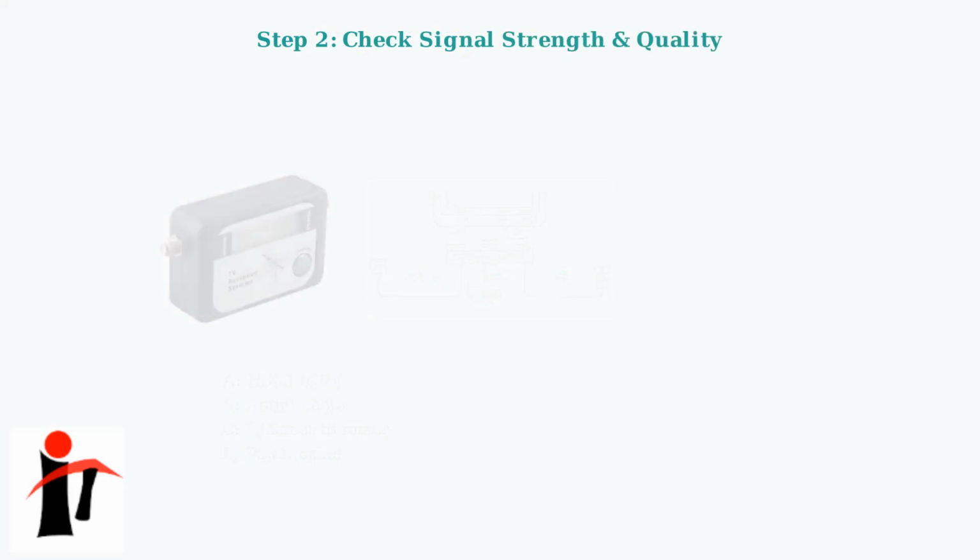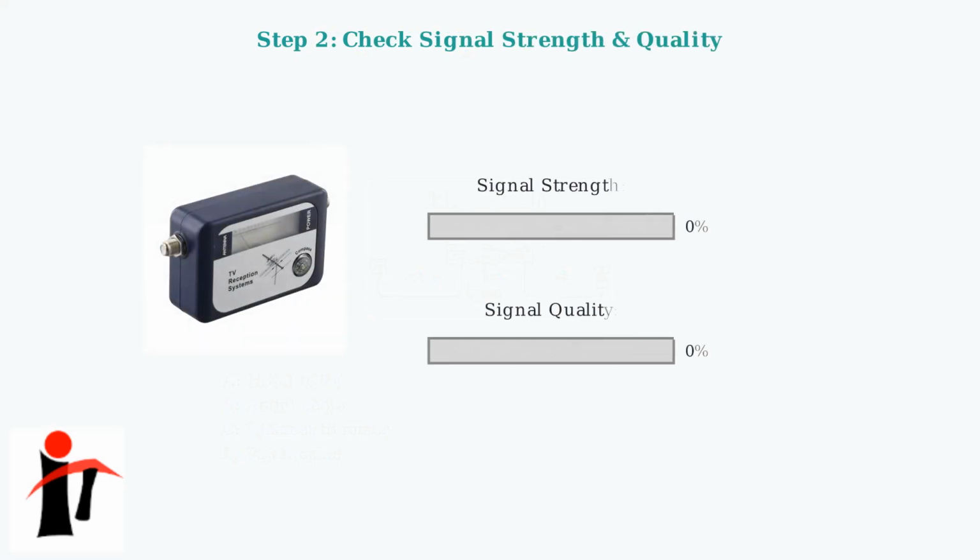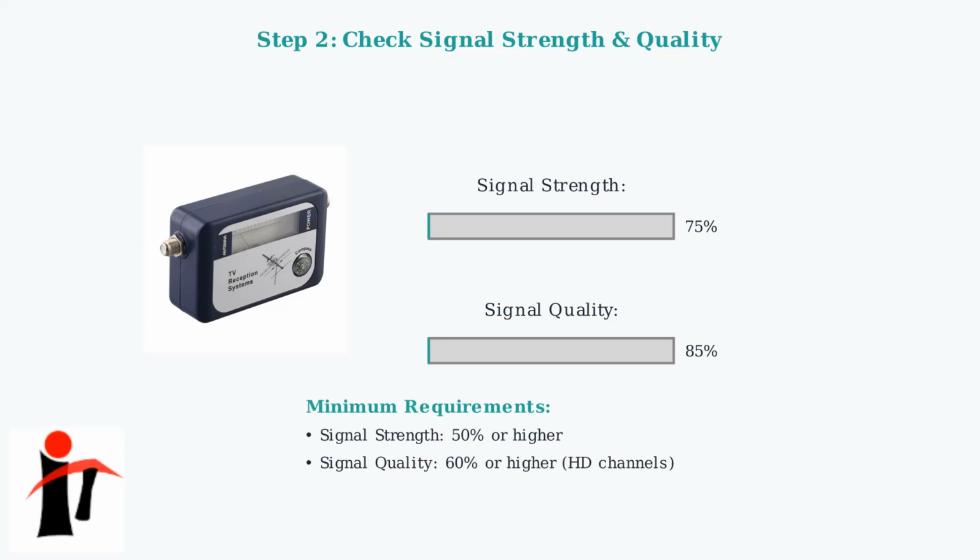Next, check your signal strength and quality in the Settings menu. You can access this through your EETV box settings. A minimum of 50% strength and 60% quality are recommended, especially for HD channels.